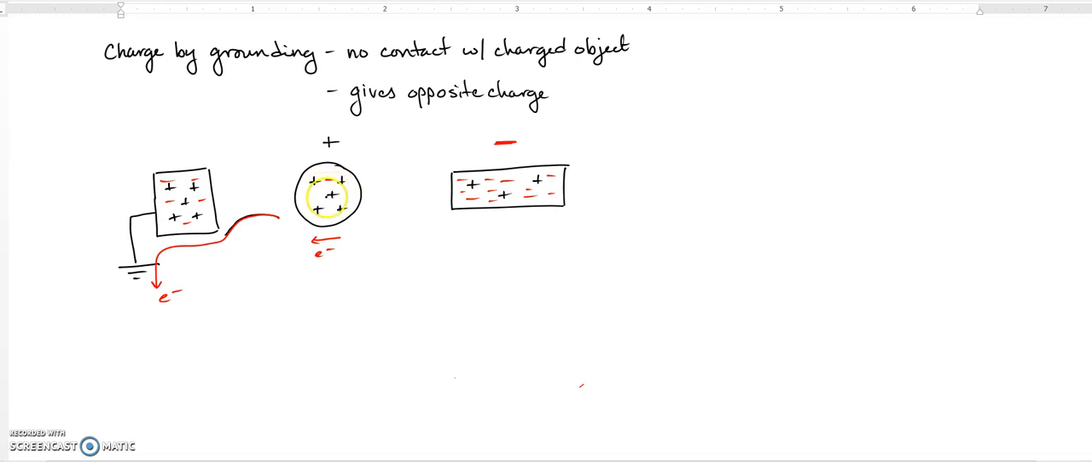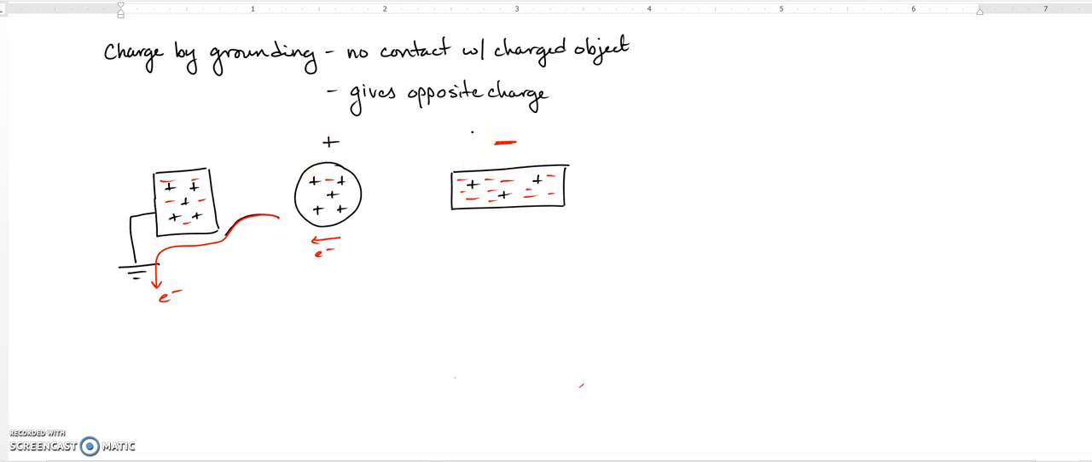If this was already positively charged, then the exact opposite would happen. Electrons would have run towards here because they would have been attracted to the positive. And then if we removed that bridge, they'd be trapped here, and then this would be negative because it had excess electrons. So either way, it's getting the opposite charge, and that is charging by grounding. No contact with the charged object. It always gives the opposite charge of the charged object.